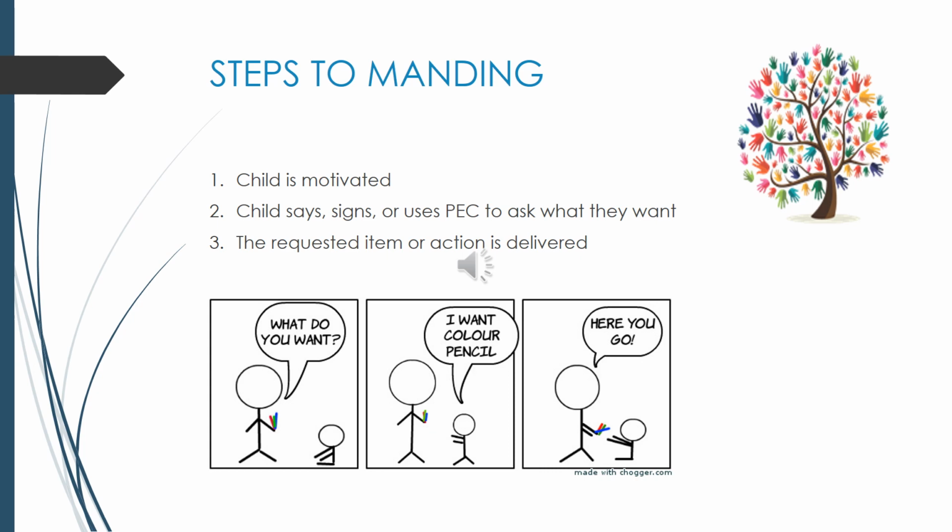The first step of manding is that the child is motivated by the thing you want them to mand for. Let's say the child is thirsty and is reaching for a bottle of juice on the counter. This would be a great opportunity for you to teach them to mand for juice or bottle. As soon as they make the request, deliver the item or action.